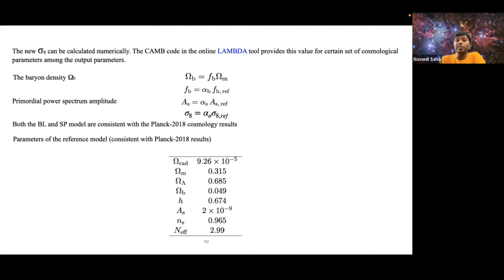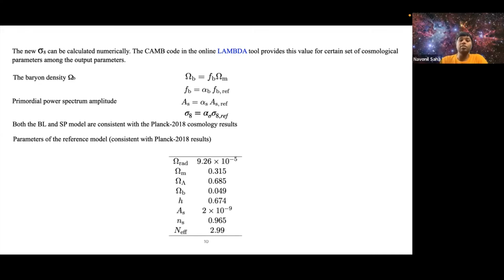Now we vary the alpha sigma parameter by taking into account the density parameters, and after putting these density parameter values in the online Lambda tool for a certain set of cosmological parameters, we get the sigma 8 values. Keeping the alpha sigma value constant at 1, we change the sigma 8 reference value so that alpha sigma takes the value of 1. After this, both the BL and SP models are consistent with the Planck 2018 cosmological results.